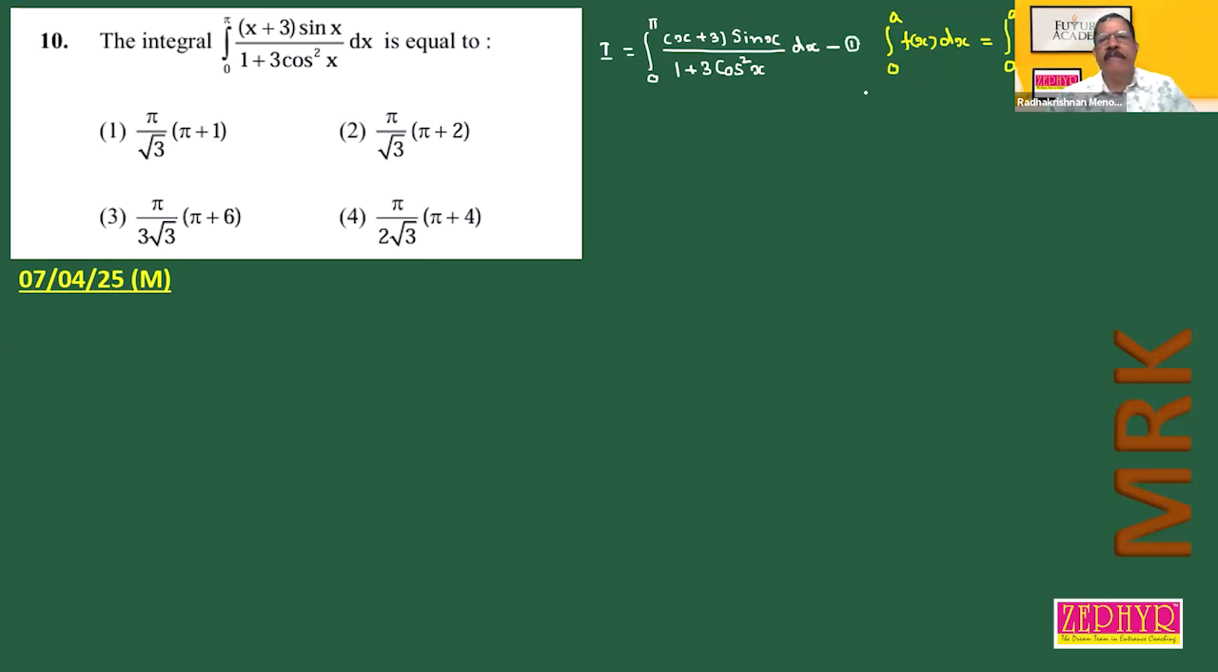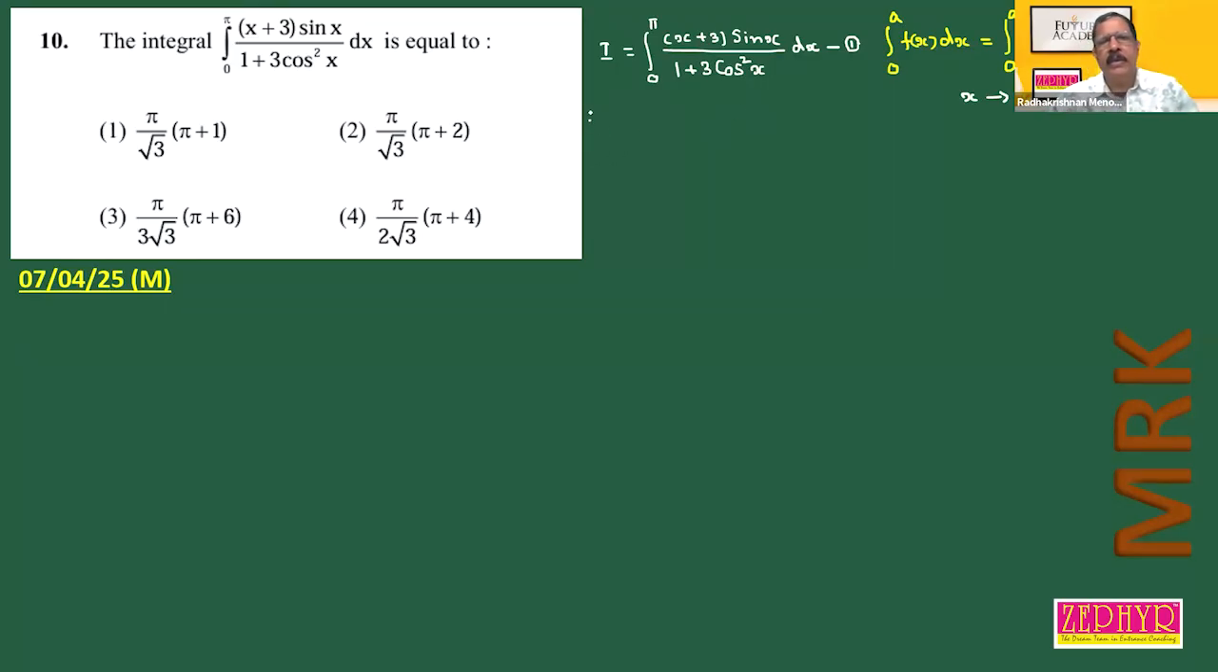ഞാൻ ശ്രദ്ധിക്കണത് എക്സിന് ഇവിടെ പൈ മൈനസ് എക്സ് കൊടുക്കുകയാണ്. എ എന്ന് പറഞ്ഞാൽ പൈ അല്ലേ? When we put x is equal to pi minus x, sin pi minus x sin x ആണ്, cos squared pi minus x cos squared x ആണ്. സ്ക്വയർ ചെയ്ത കാരണം മൈനസ് പോകും. ഓക്കെ, അതുകൊണ്ട് ഈ x+3 മാത്രമേ ചേഞ്ച് ഉണ്ടാവുള്ളൂ. വീണ്ടും ഞാൻ പറയണു, sin pi minus x is sin x, cos squared pi minus x is cos squared x.